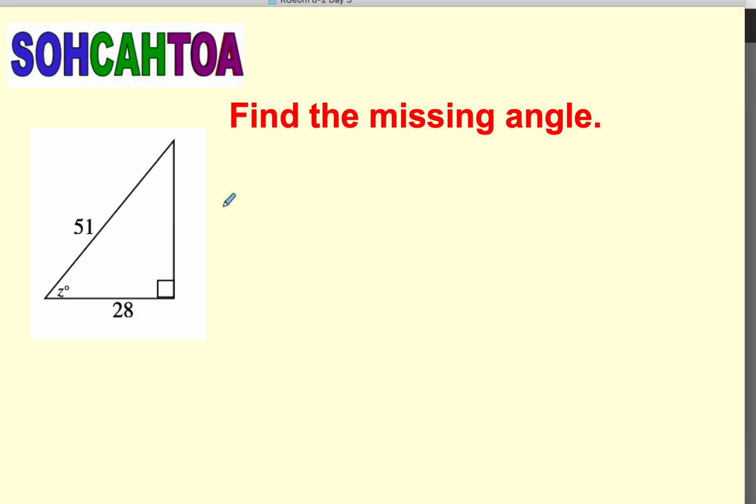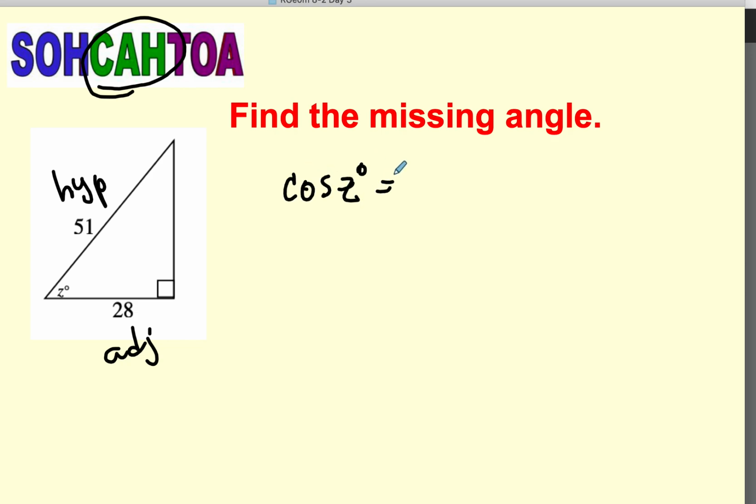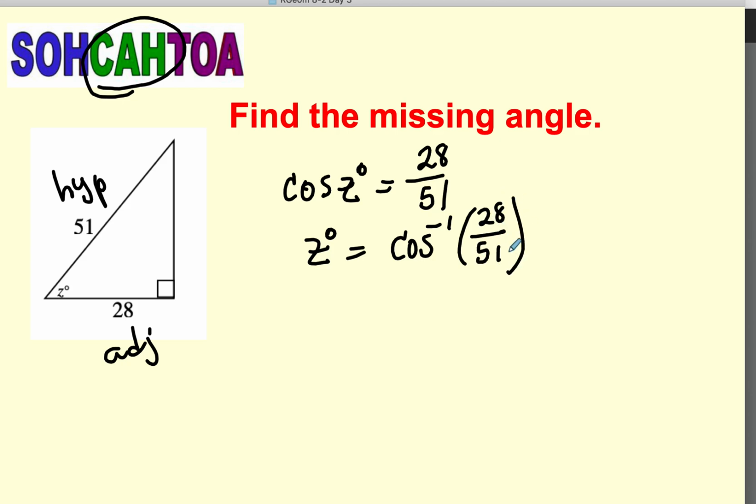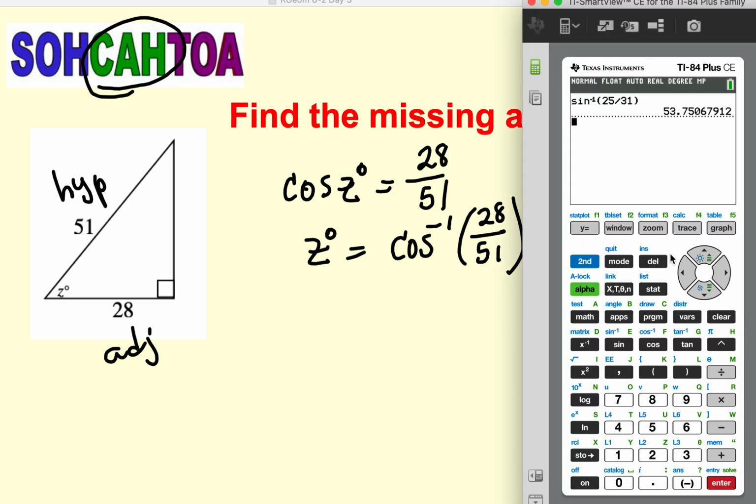Let's take a look at this. Notice I have an adjacent and I have a hypotenuse. Adjacent and hypotenuse are cosine. So I'm going to write cosine of z degrees is equal to adjacent, which is 28, all over 51. To get z by itself, I have to introduce that cosine inverse symbol, and then we're going to put the ratio inside that inverse. So let's go ahead and get cosine inverse.